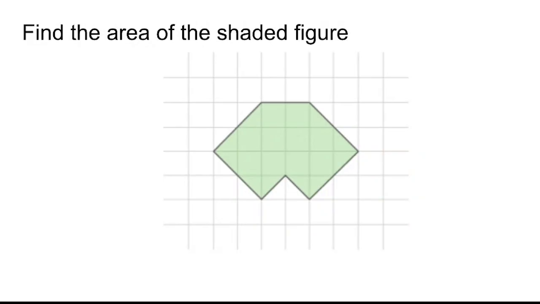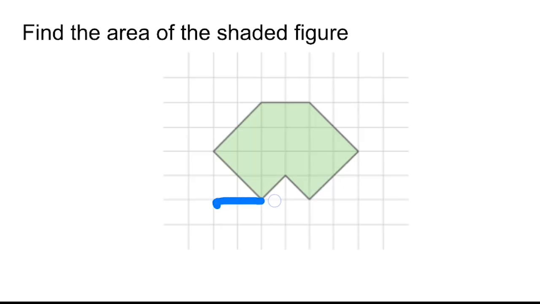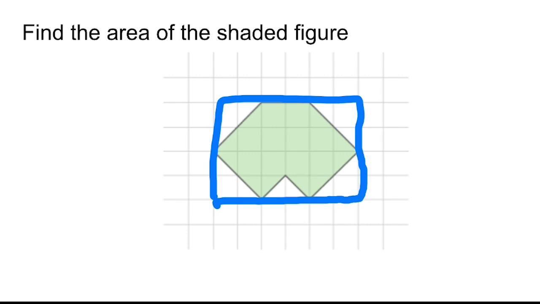Area of the shaded figure. I'm going to do this by the subtraction method. I'm going to find the area for the entire thing. So if I draw a triangle or a rectangle, I'm going to find the area for this rectangle. 1, 2, 3, 4, 5, 6 times 4 going up is 24.